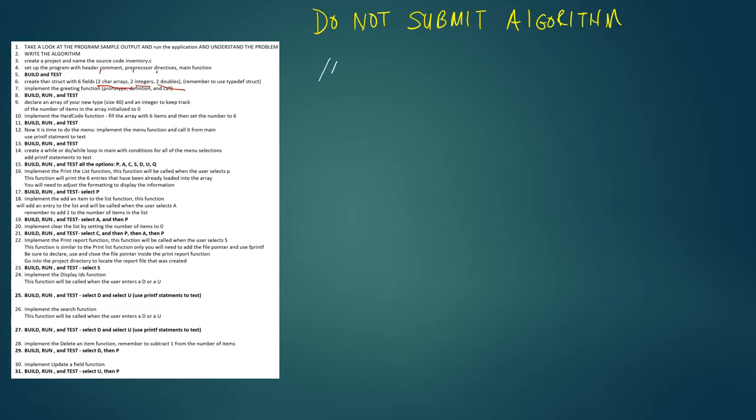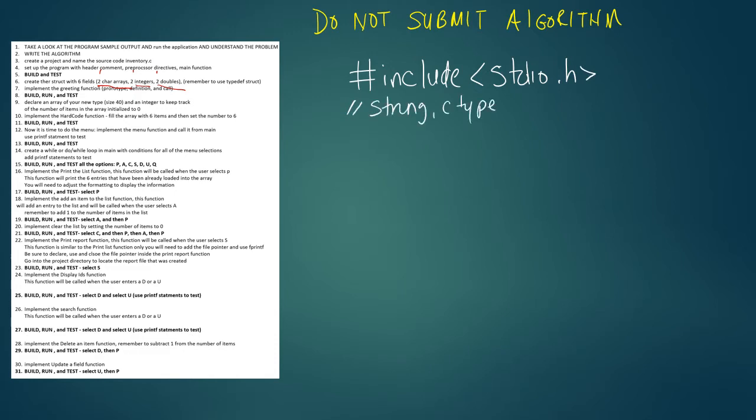After you have up here your preprocessor directives, and in case that word is too fancy for you, all that is the pound include stdio.h, pound include string.h, pound include ctype.h. I think that's all you need, and pound define SIZE 40.